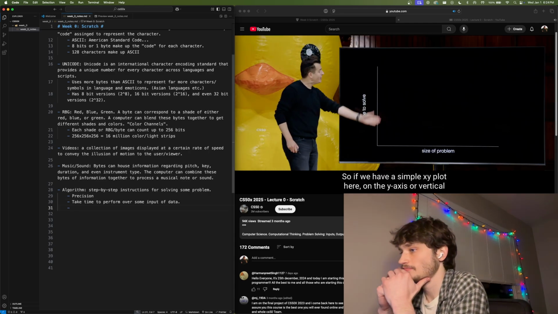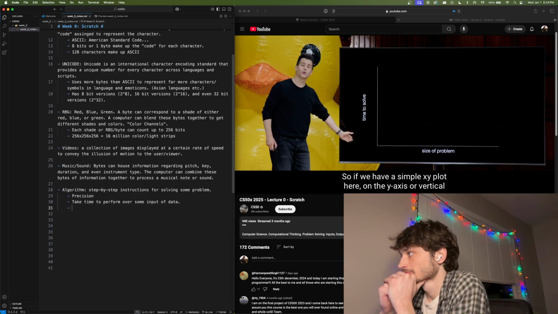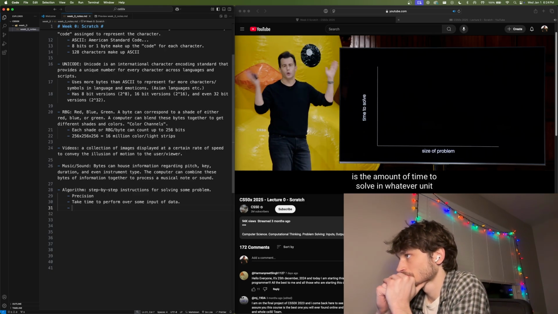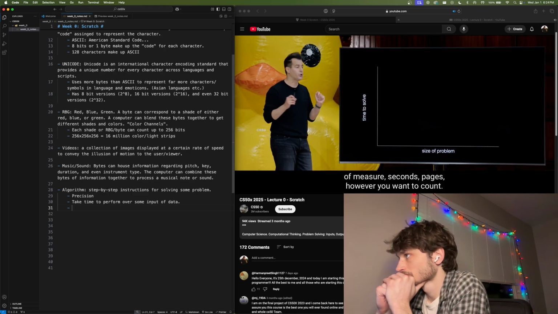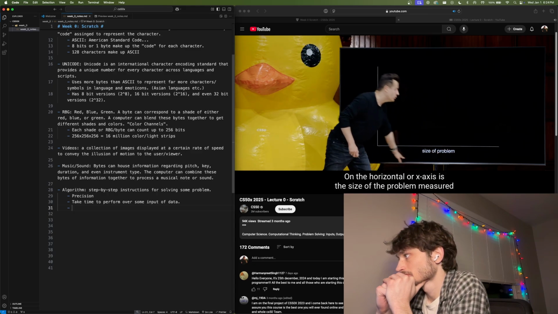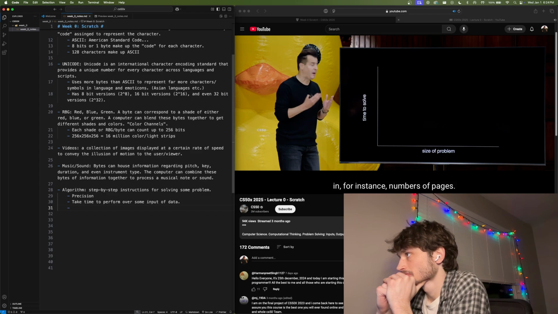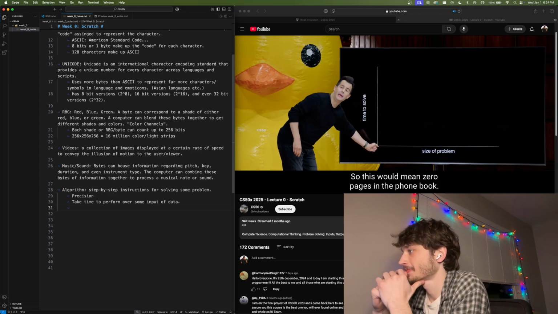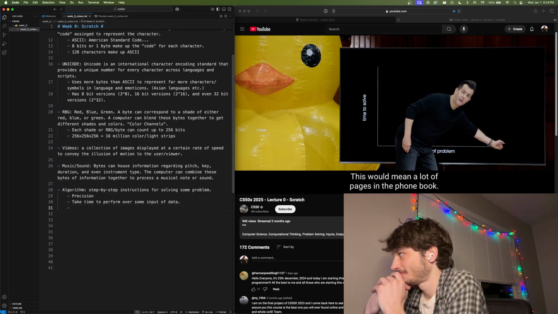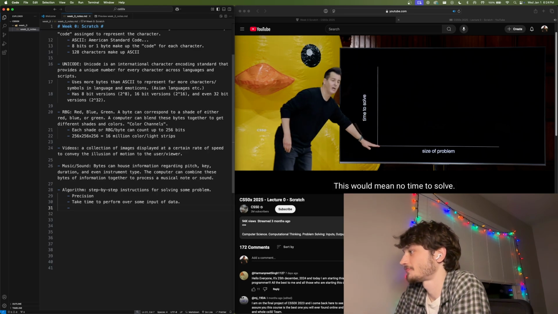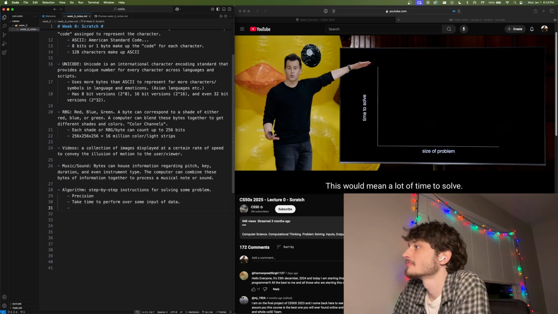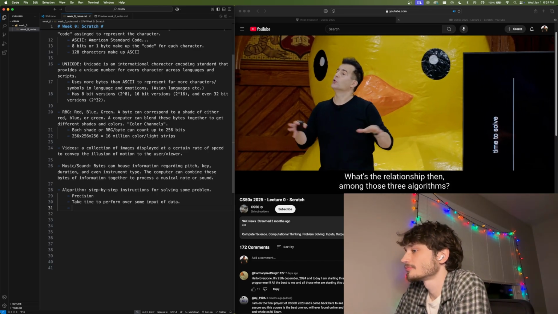So if we have a simple XY plot here, on the y-axis or vertical is the amount of time to solve in whatever unit of measure, seconds, pages, however you want to count. On the horizontal or x-axis is the size of the problem, measured in, for instance, numbers of pages. So this would mean 0 pages in the phone book. This would mean a lot of pages in the phone book. This would mean no time to solve. This would mean a lot of time to solve. What's the relationship then among those 3 algorithms?